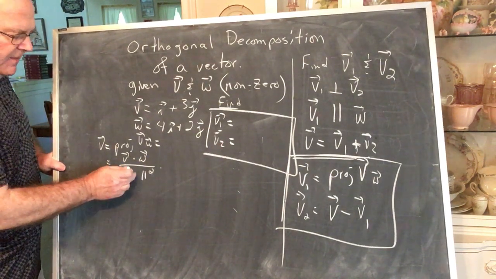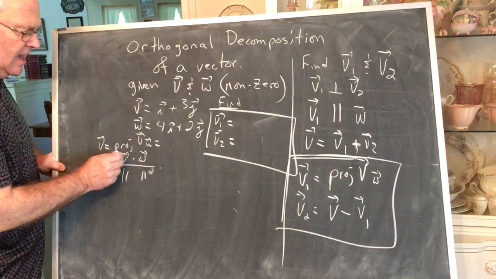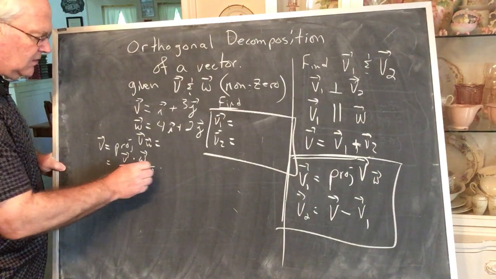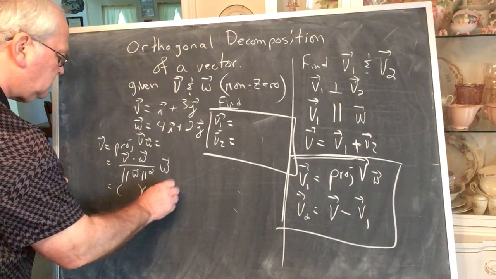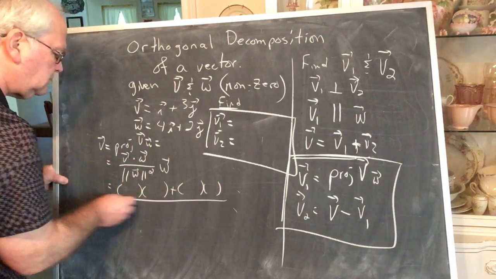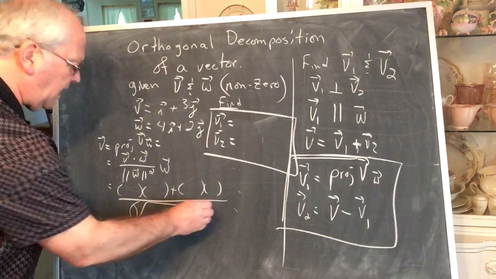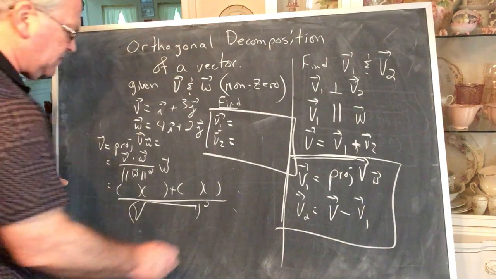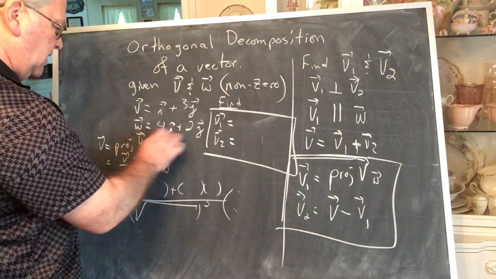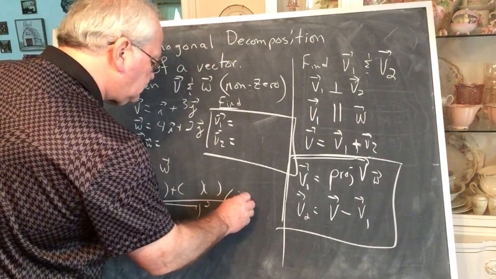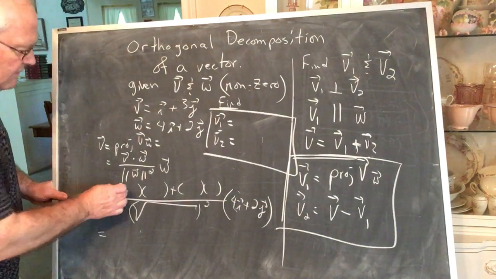Now remember, the only time vector v appears in this computation is at the very first spot. Everything else is the second vector w. So we need the dot product over the magnitude squared. Remember, the square of the square root just cancels. And then that's going to be multiplied by vector w. And vector w we know is 4i plus 2j.